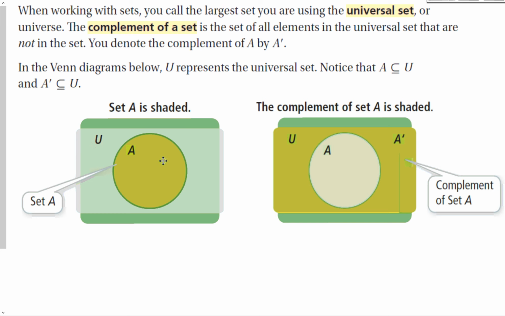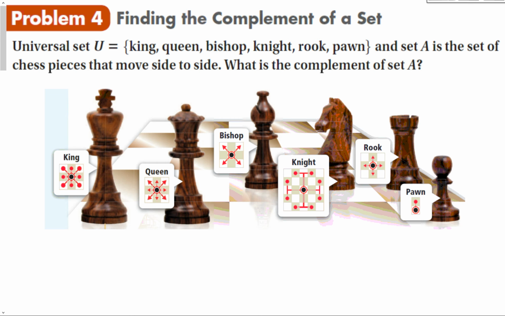And the complement of A, everything that's not A, is now this new darker green color. So here is the whole set, here is the A, and then everything inside the U that is not A is the complement of A. The universal set is king, queen, bishop, knight, rook, pawn. And A is the set of chess pieces that move side to side. If you don't play chess, you can see how each one of these pieces actually moves.